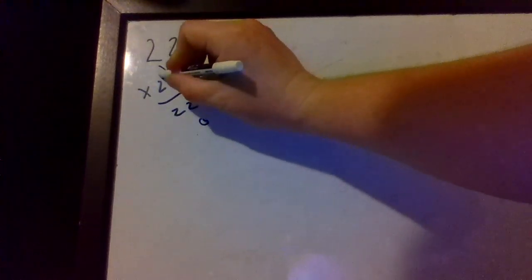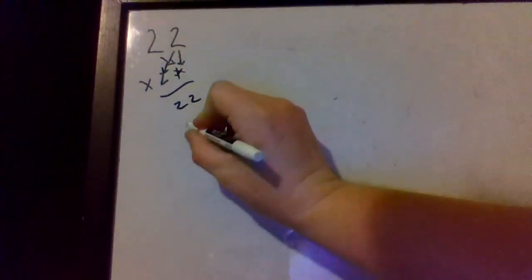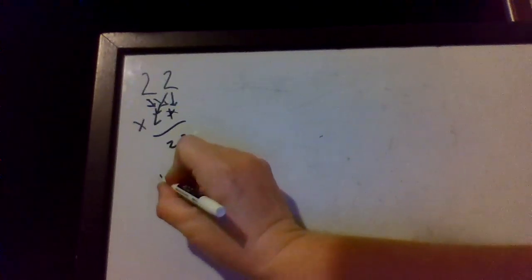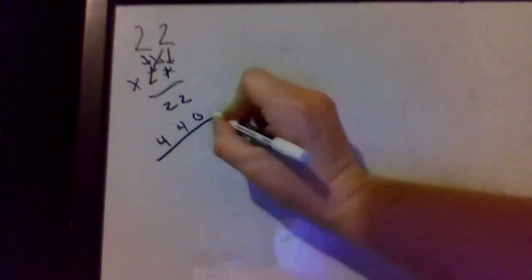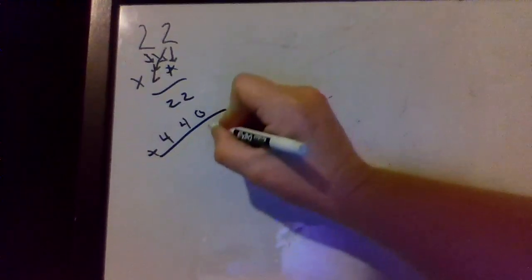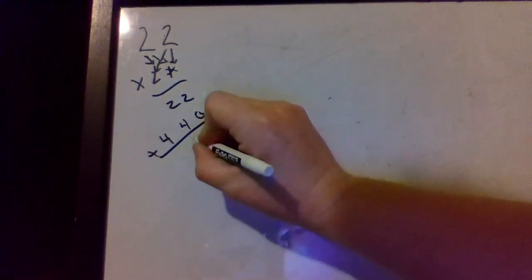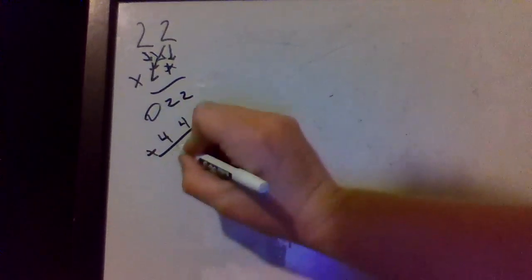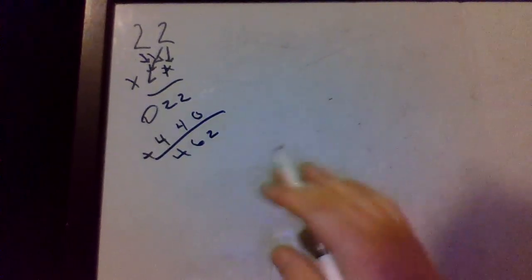Now we're going to start on the 2. So we're going to go here. 2 times 2 is 4. And then we're going to come down here. 2 times 2 is 4. And then we're going to add our products. 2 plus 0 is 2. 2 plus 4 is 6. And 0, there's a 0 here, understood. 0 plus 4 is 4. So, 22 times 21 is 462.